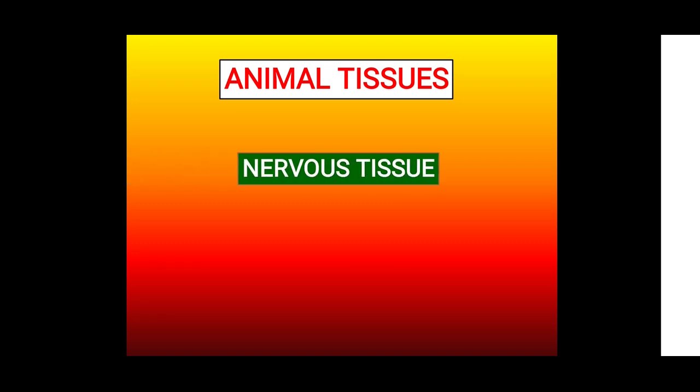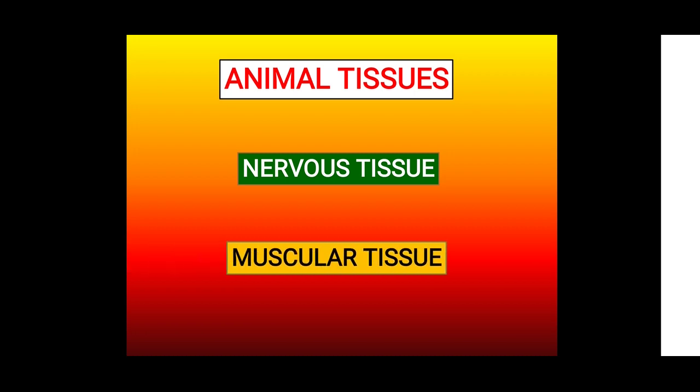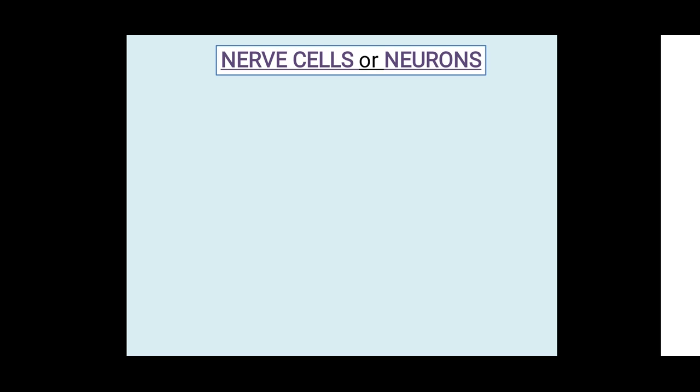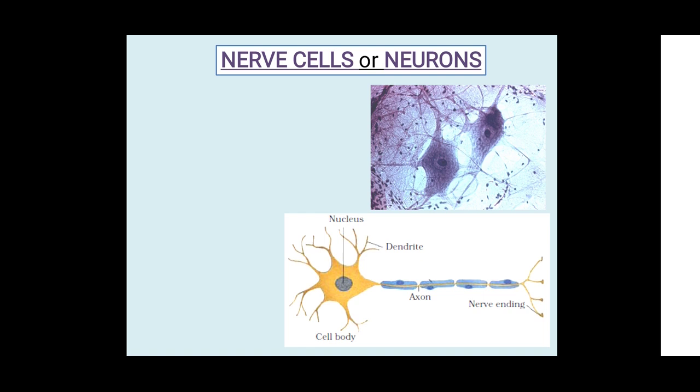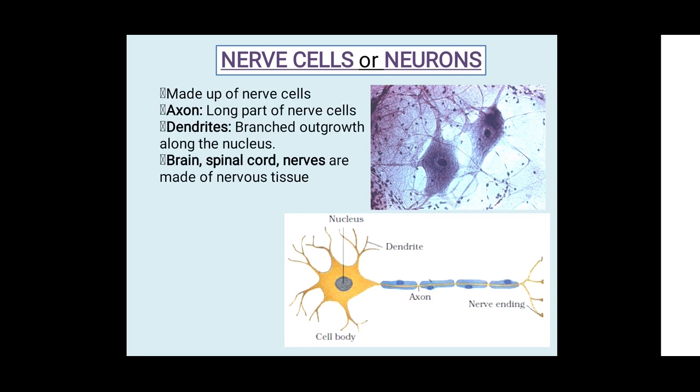Then we come quickly to the animal tissues. Here we have to do only the 2 animal tissues, nervous tissue and the muscular tissue. So first, nerve cells or neurons. This is how the tissue will look under the microscope. Now you are very familiar with this diagram, which is there in your textbook. So you have to draw this diagram in your book, and you have to draw the labels, and you have to write the characteristic features.